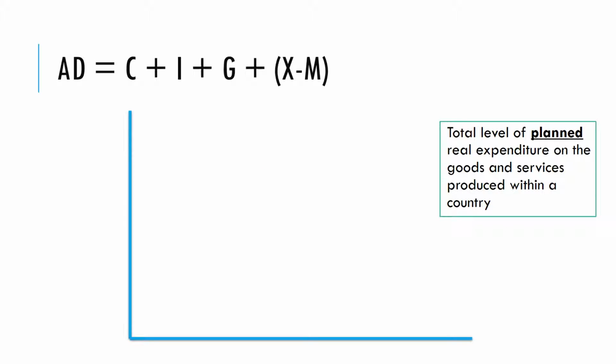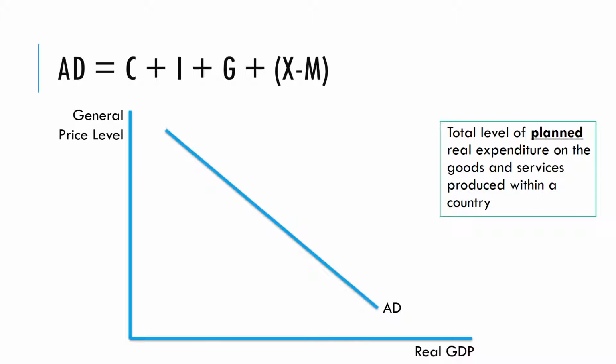So already we have looked at what is meant by aggregate demand, the components of aggregate demand, and the aggregate demand curve, which shows us against the axes of general price level and real GDP, the total level of planned expenditure on goods and services produced within a country given the price level.